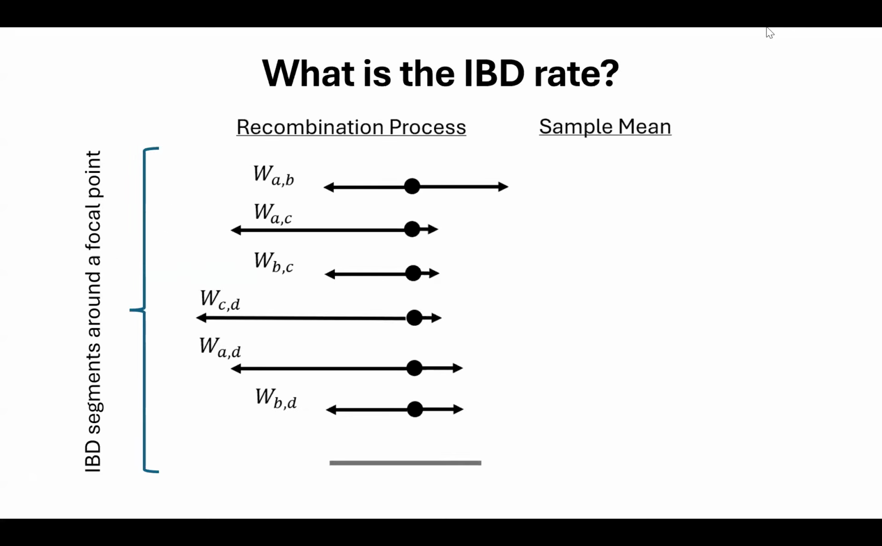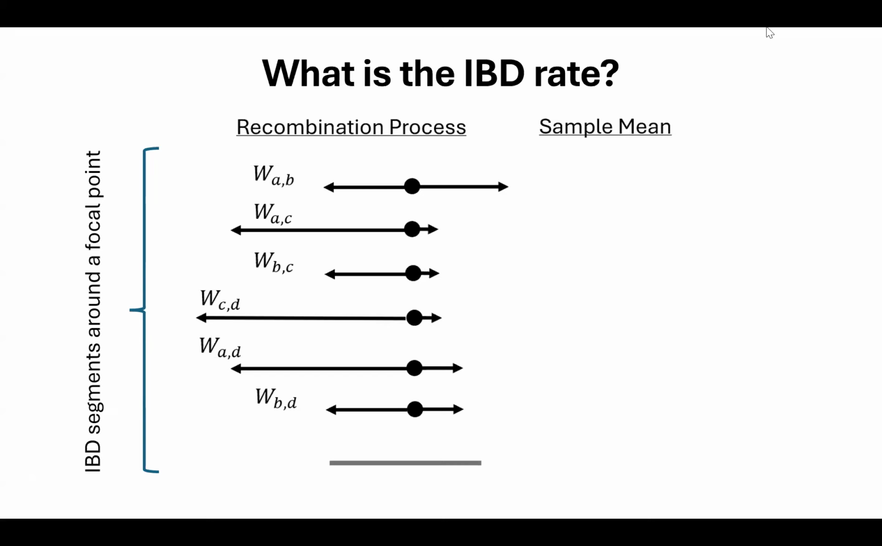So overall, our main test statistic we'll refer to as the IBD rate. I'll break down how we come to this test statistic. We have the IBD segments that we're studying around some focal point, which is this black circle. In this example, I'm considering four haplotypes, little a, b, c, and d, and the shared DNA that they have.